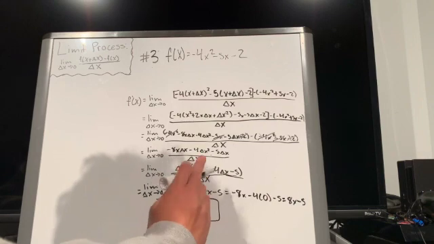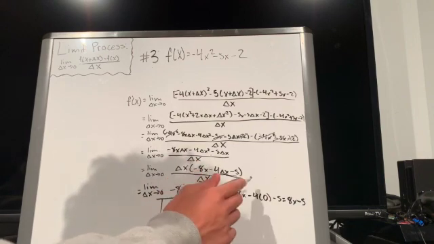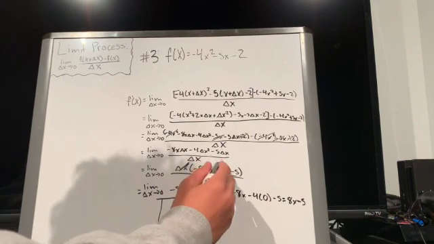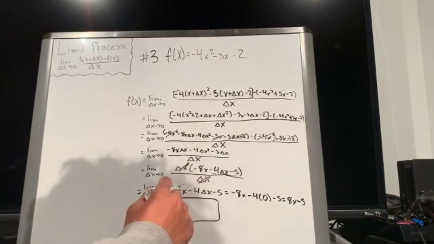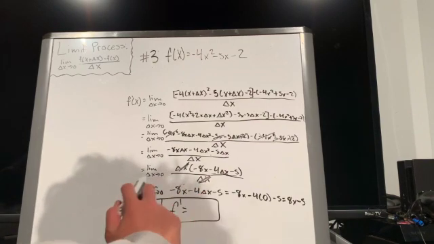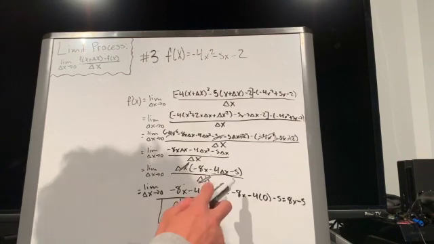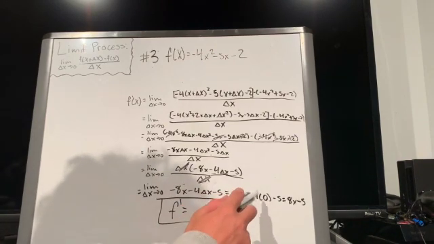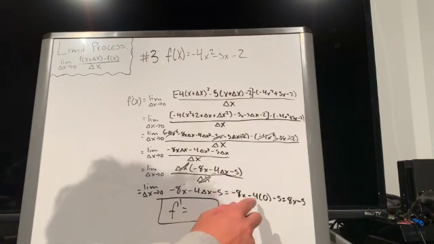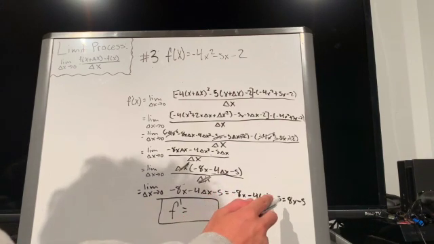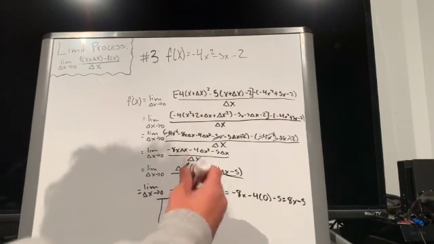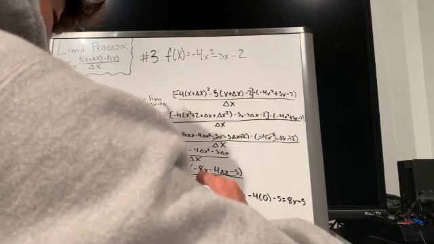And then we can cancel again by taking out a delta x from here, which leaves us with negative 8x minus 4 delta x minus 5. And since we're finding the limit of delta x as it approaches 0, we plug delta x in with 0. So it turns into negative 8x minus 4 times 0 minus 5, which leaves us with negative 8x minus 5. So the derivative of this is negative 8x minus 5.